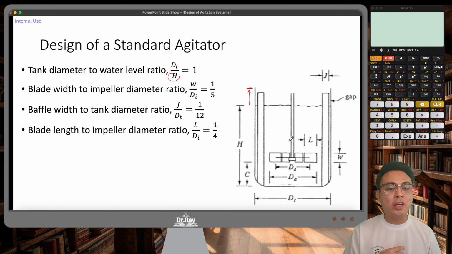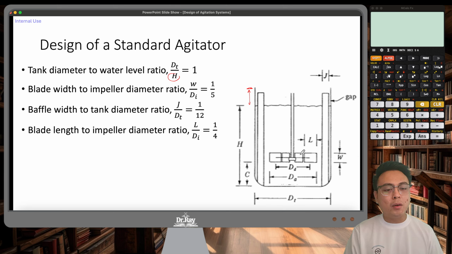Now, it's also not a good practice to have the length of the blade the same as the radius of the impeller, because these impellers are very carefully designed so that not only will they be promoting very good flow around them, they would also promote very good flow within them.